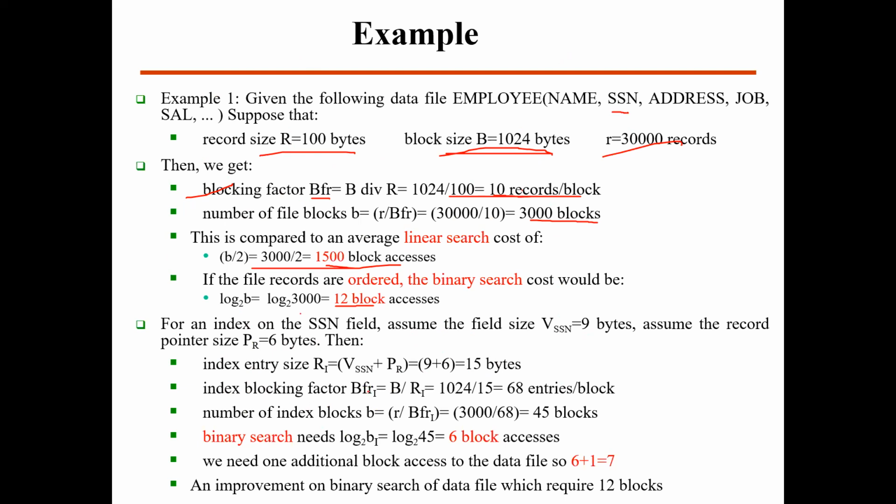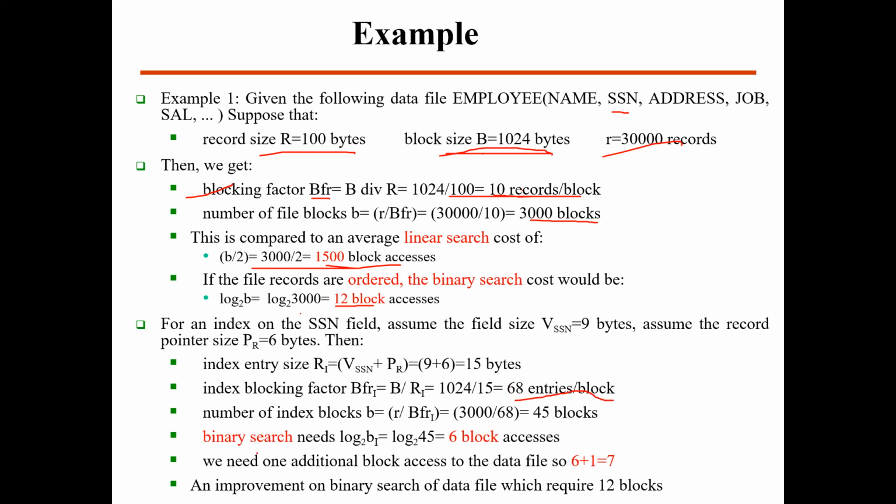Index blocking factor, BFR of index, is equal to the block size, which is 1024, divided by R_I. R_I is nothing but the size of each entry, 15 bytes. So 1024 divided by 15. How many blocks do we need for the index to hold these 3,000 blocks? We need only 68 index entries per block. Now searching on 68 will be much easier than searching on 3,000 blocks.